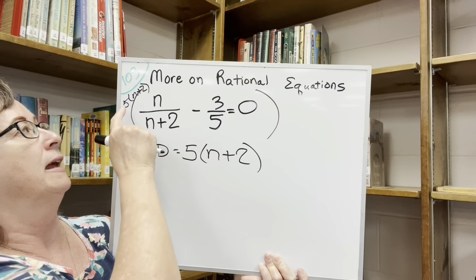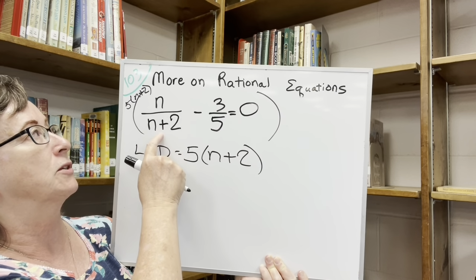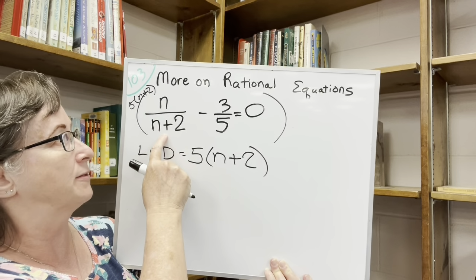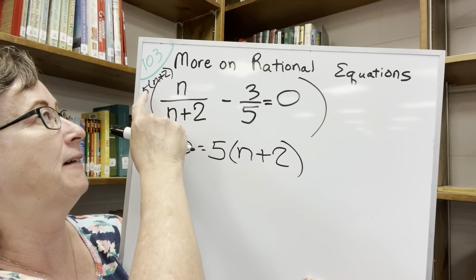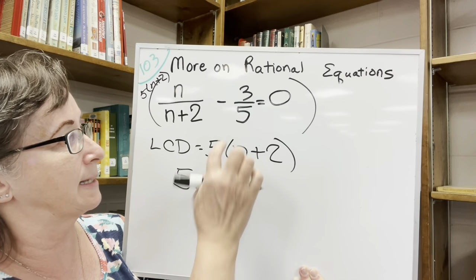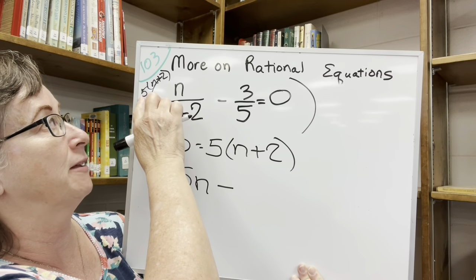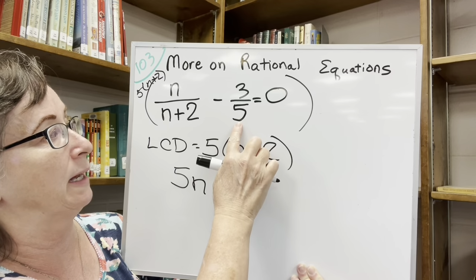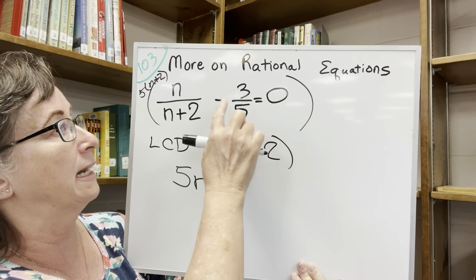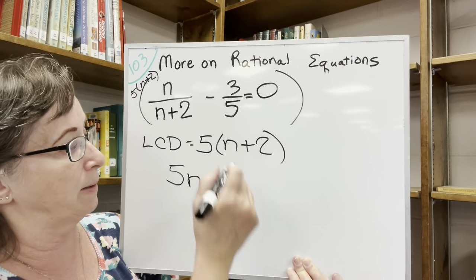So let's do that. 5 times n plus 2 is going to cancel the n plus 2 with just a 5 left. Okay, so 5 times n is 5n minus. Now, when we multiply the 5 times n plus 2 and we have the 5 on the denominator, the 5s will cancel. And I'll have minus 3 times n plus 2.